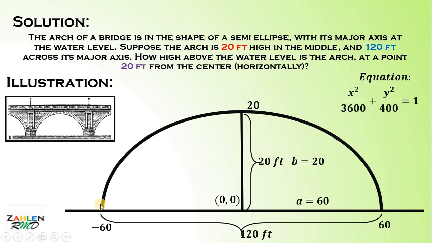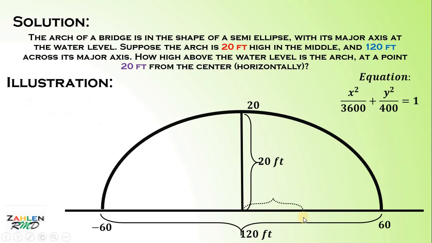Now, at this point, we can answer the question. The question is, how high above the water level is the arc at a point 20 feet from the center? Now, from the center, we need to go 20 feet. So, from the center up to this point, we have 20. And our goal is to find the height of the arc from this position. Now, let's call this height h. And consider this point on the ellipse to be (20, h). Now, to solve for h, let (20, h) be equal to (x, y).